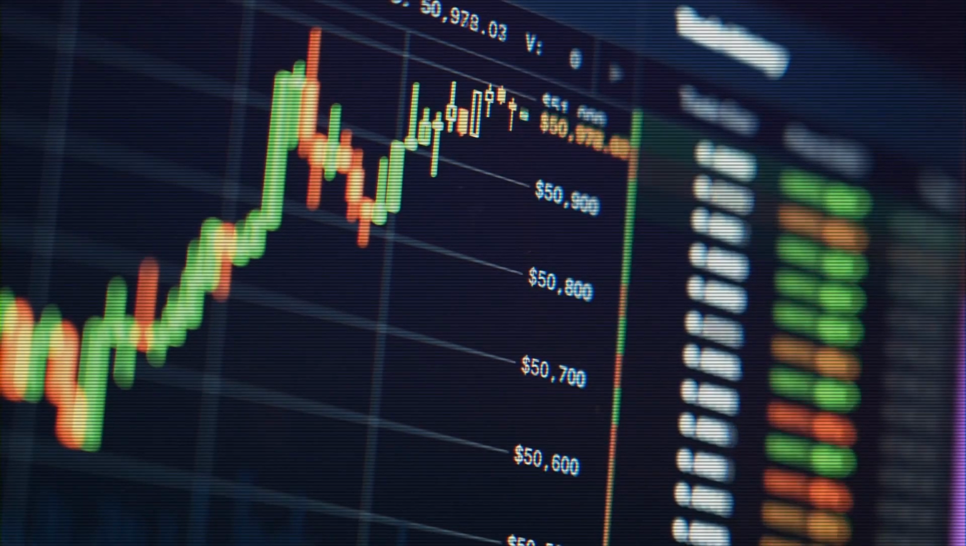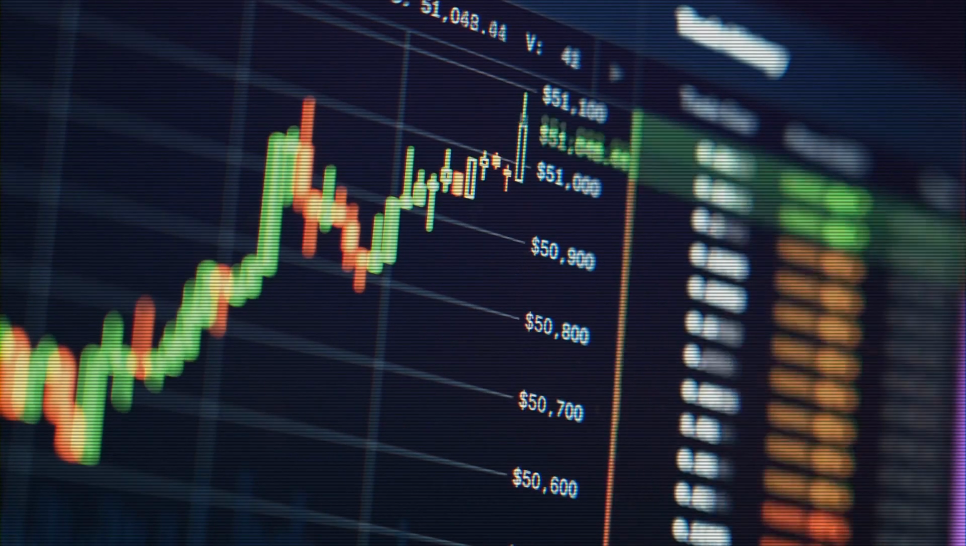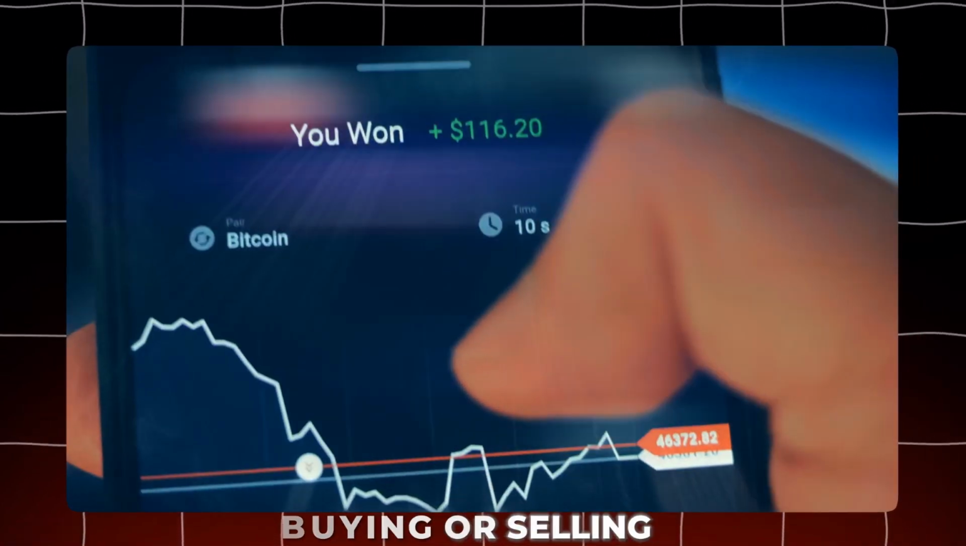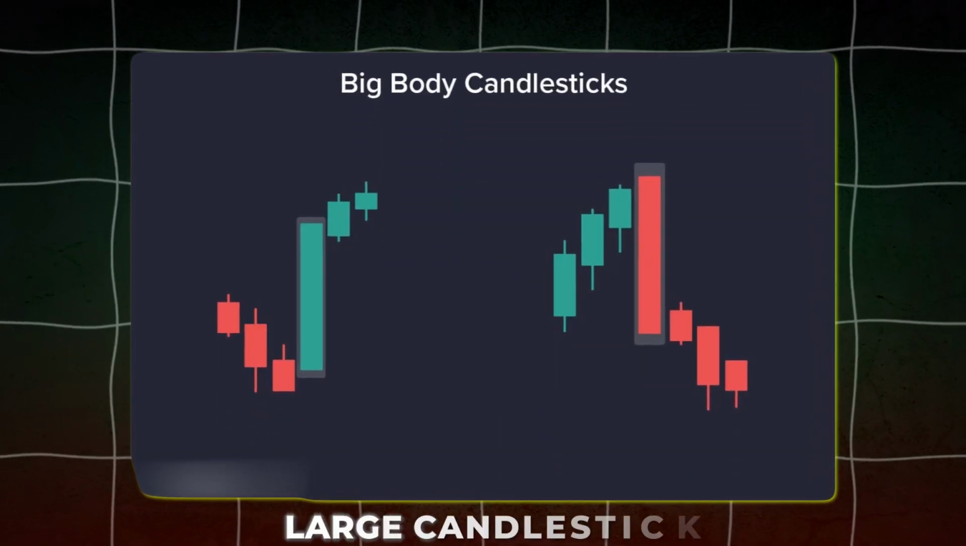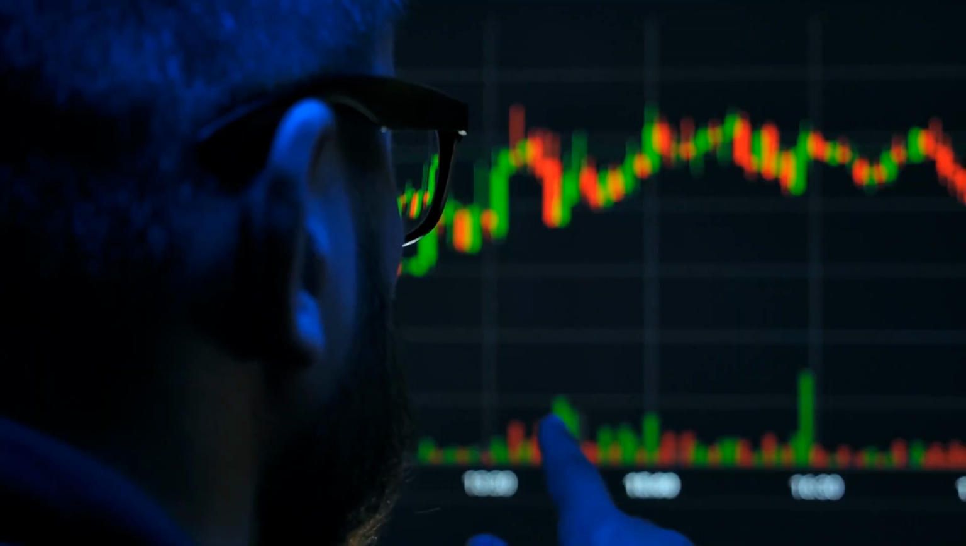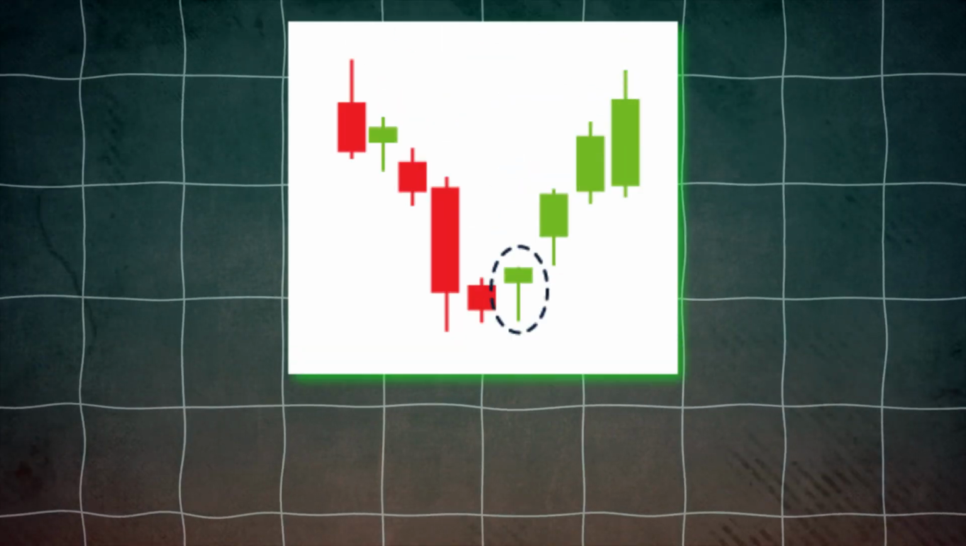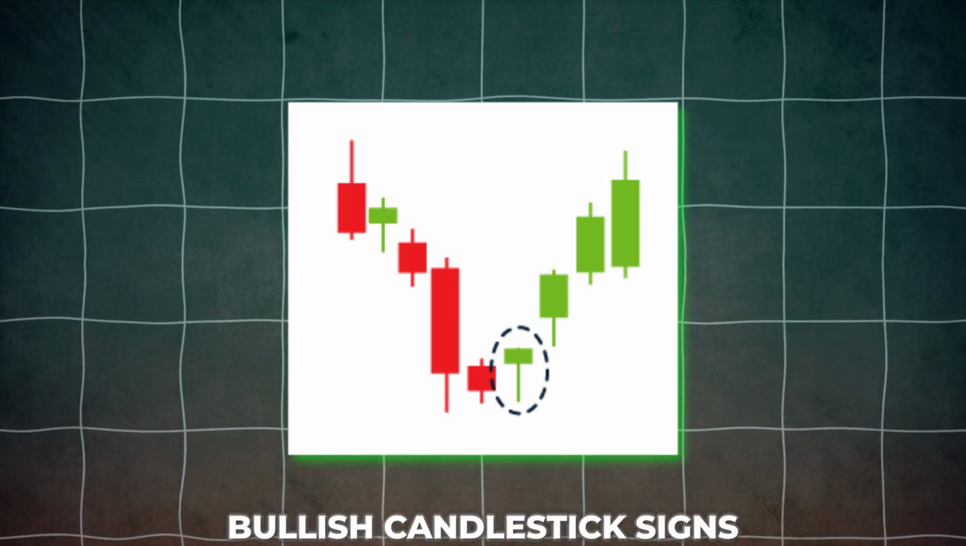it is not clear how you draw these levels. To begin, the only thing you need to keep an eye out for is whether or not you discover aggressive buying or selling actions. A minimum of 3 or more large candlesticks are something you should keep an eye out for. For example, if you are looking for buyers, you should look for 3 large bullish candlestick signs.